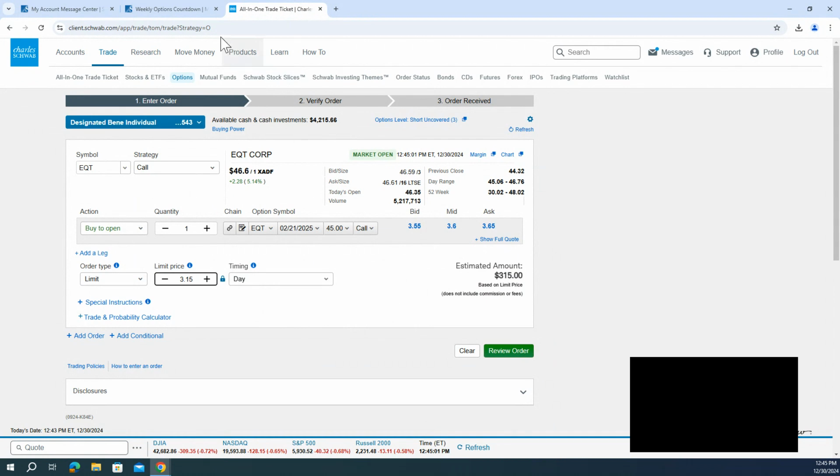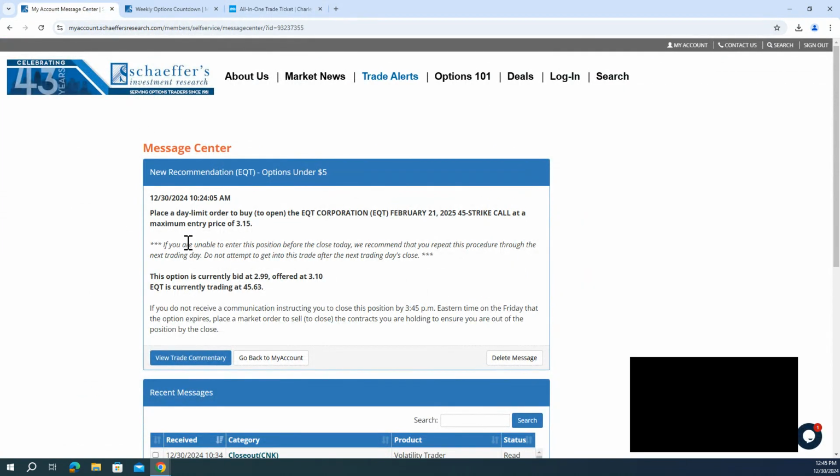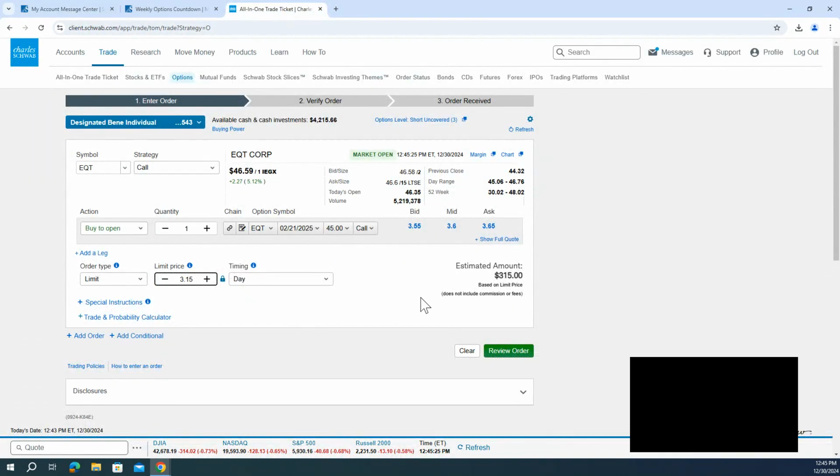Now, looking at the recommendation, they say if you're unable to enter this position before the close today, we recommend you repeat the procedure the next trading day. So if you don't get filled today, this order will expire, and tomorrow when the session opens, go in and do it all again. And hopefully, as it fluctuates throughout tomorrow's session, it'll pick up your 315 order. Let's see, do we have any other questions on the chat?